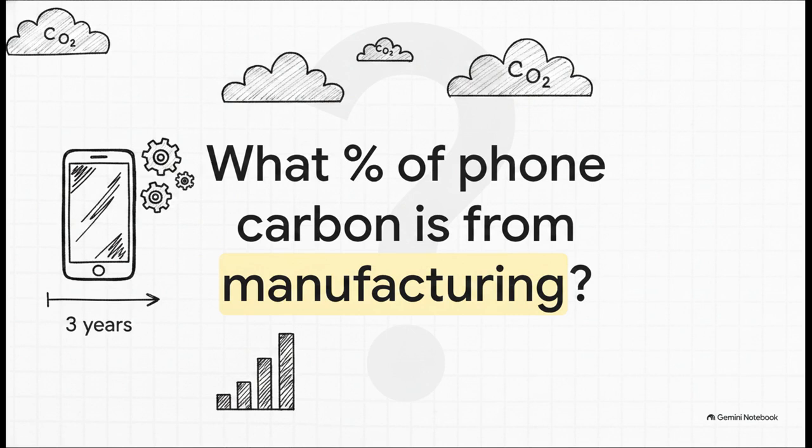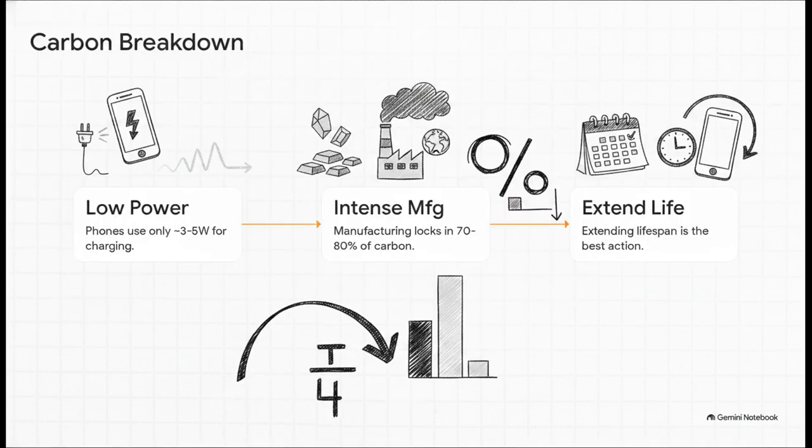So, let's test this with a scenario straight from the practice quizzes. For a smartphone used for 3 years, roughly what percentage of its total lifetime carbon footprint comes purely from making it? Well, if we walk through the logic, we know phones sip power, right? We're talking maybe 3 to 5 watts to charge, but they require incredibly intense material extraction for all those rare earth metals. So the answer sits right around 70 to 80%.